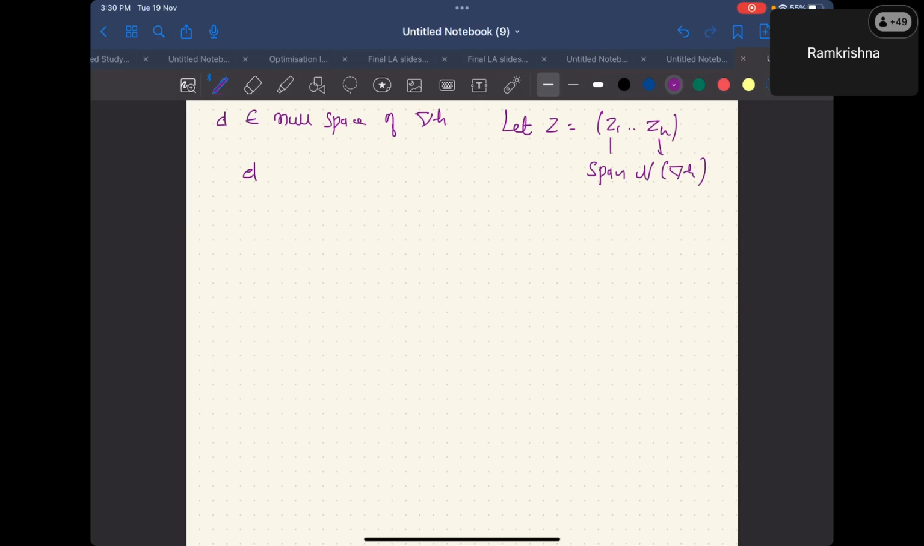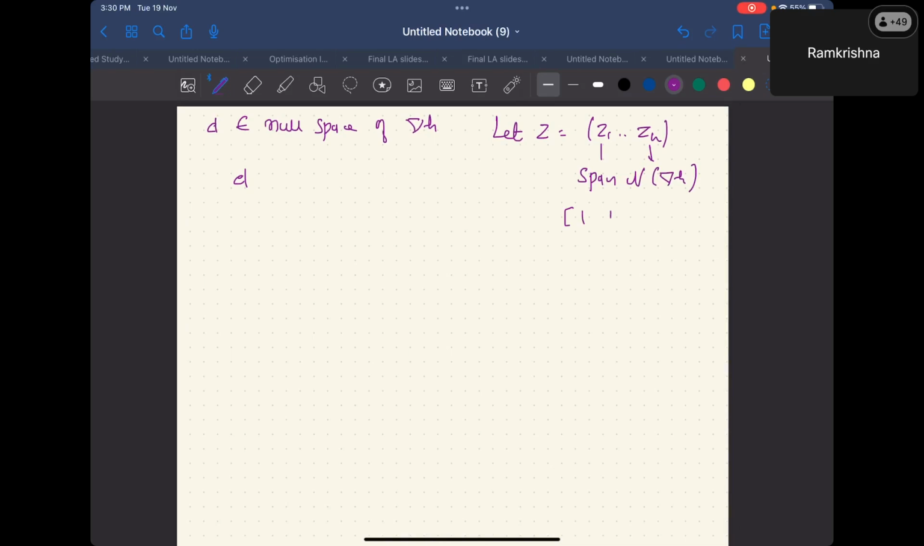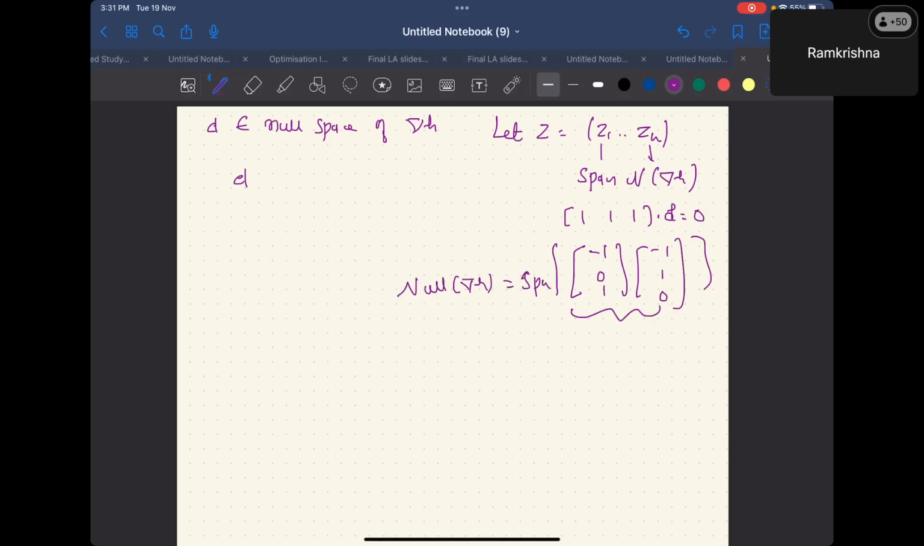For example, if I take this particular one, here I want to find what are these D's. These D's would essentially be the span of (-1, 0, 1) and (-1, 1, 0). So the null space of the gradient of H would be in the span of these two vectors. These two vectors together I will call Z in general.